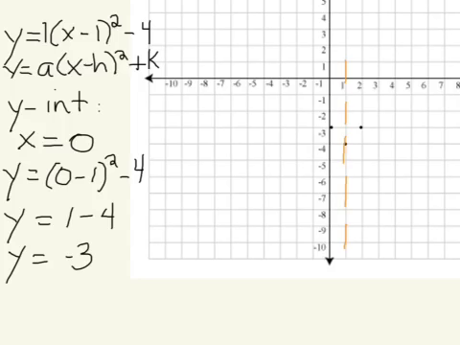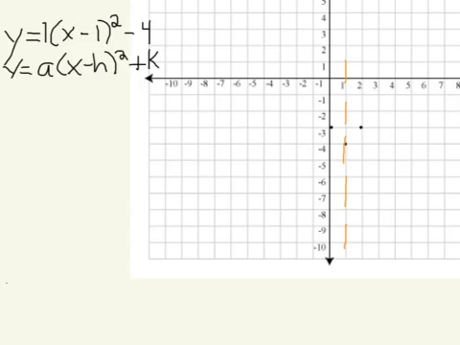You may be also asked for the x-intercepts. It depends on the problem. If you wanted to find the x-intercepts, what you can do is plug in y equals 0. So we'll do that as well, just in case you need to have all that information about the parabola. So to find the x-intercepts, we know it's going to be found if you plug in y equals 0.